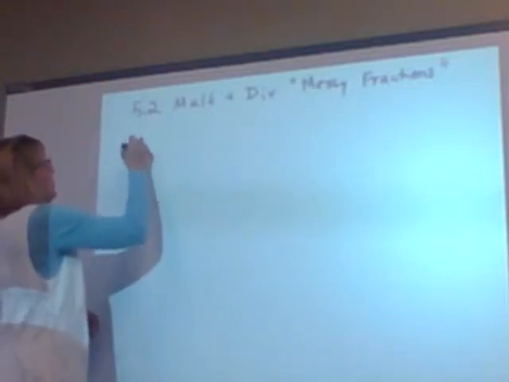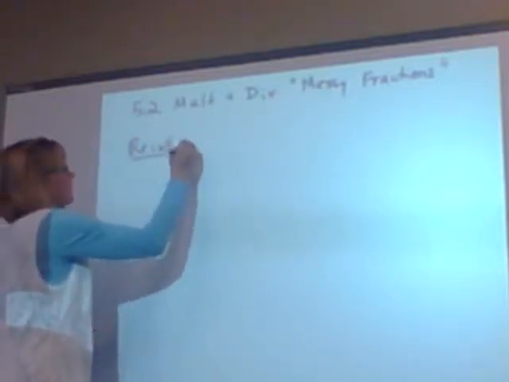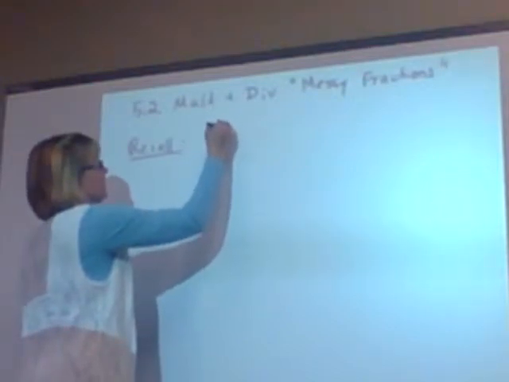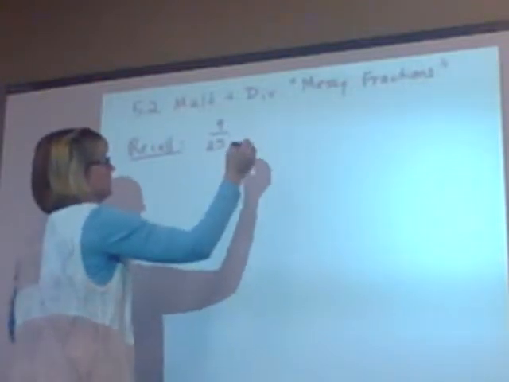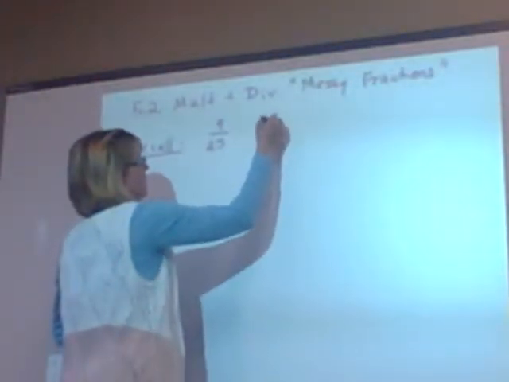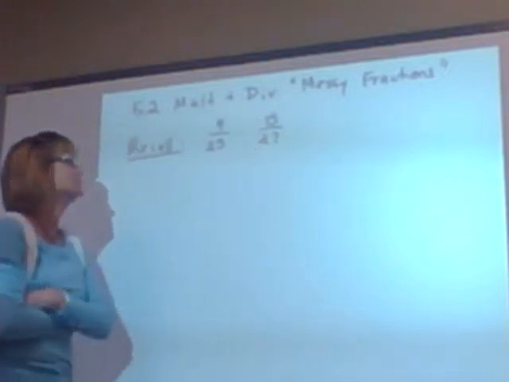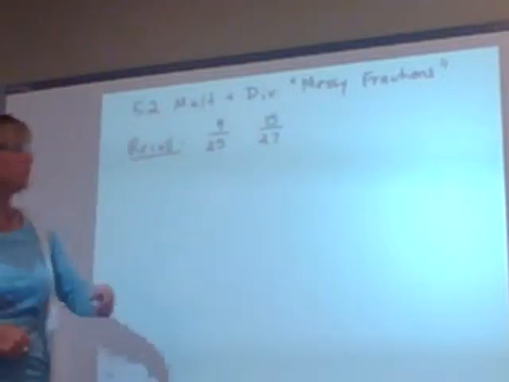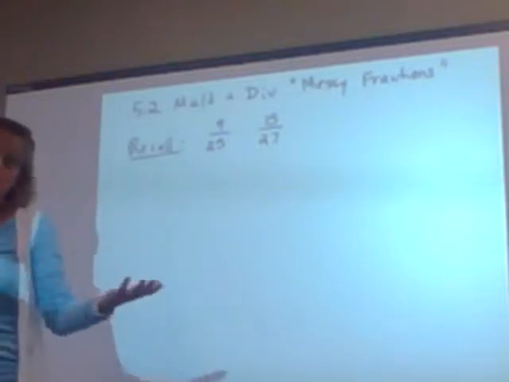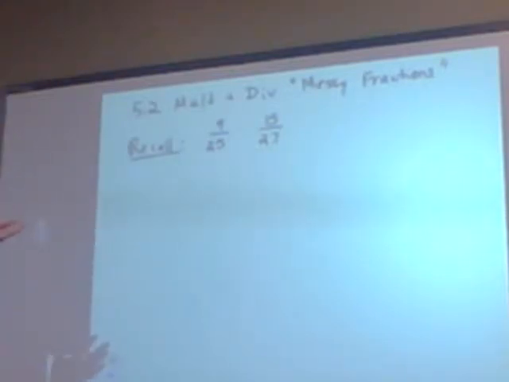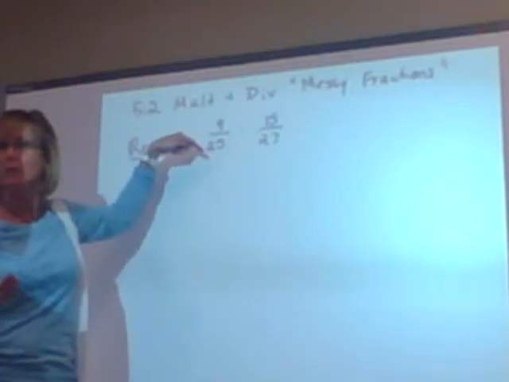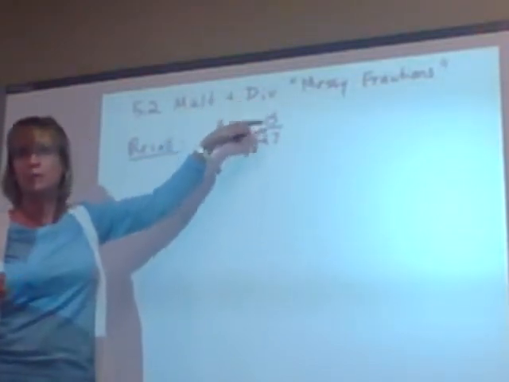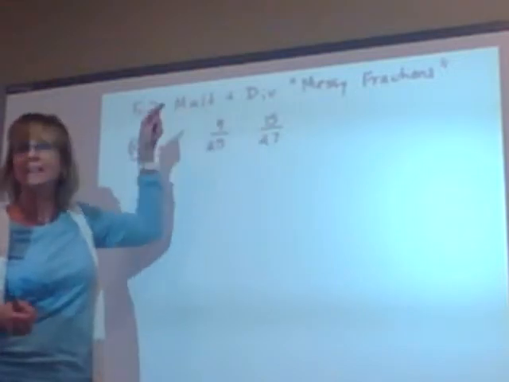Now, if I told you to multiply something like 9 over 25 times 15 over 27, would you just say, okay, multiply? Would you say 9 times 15? I mean, you could, but could you do a step first that would make your life easier? Yeah. You could cross-cancel diagonally, right? Or straight up and down. If you could divide both of these by 3, that's okay. Or you can do it diagonally, too.